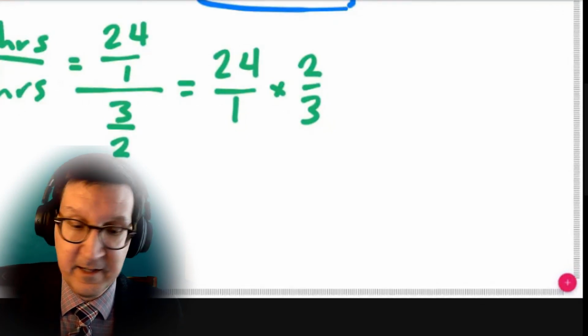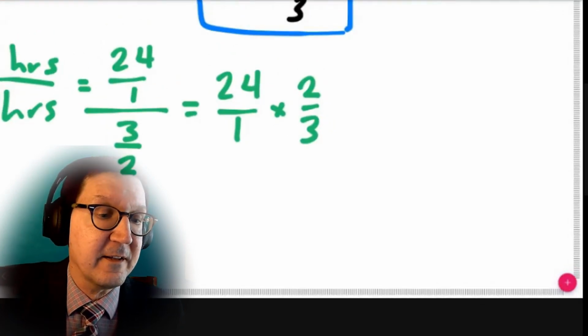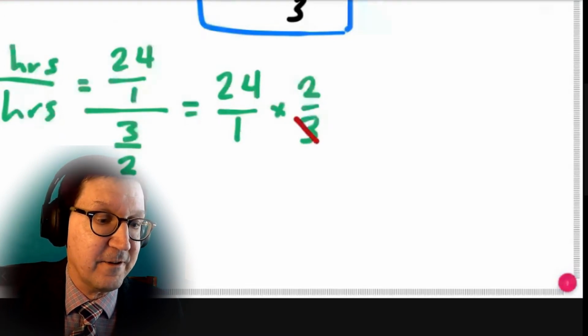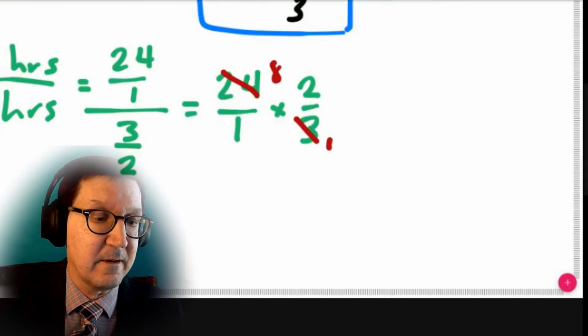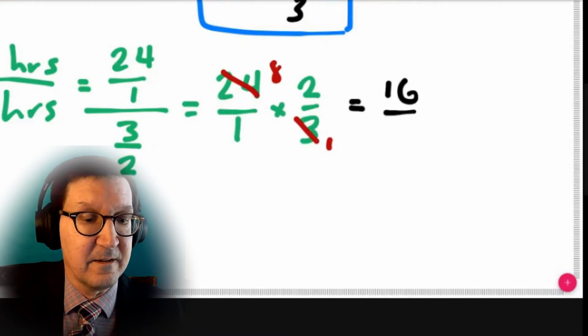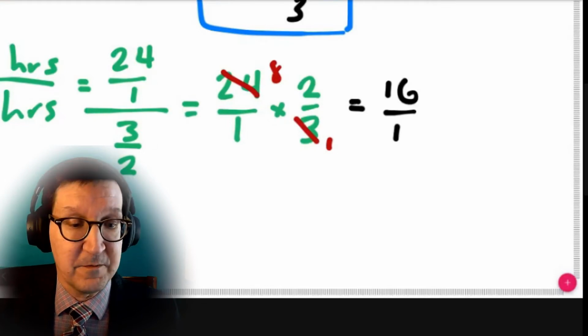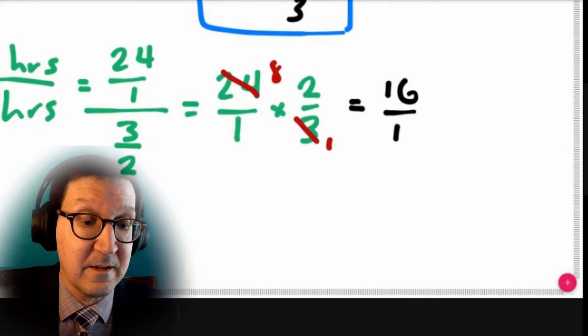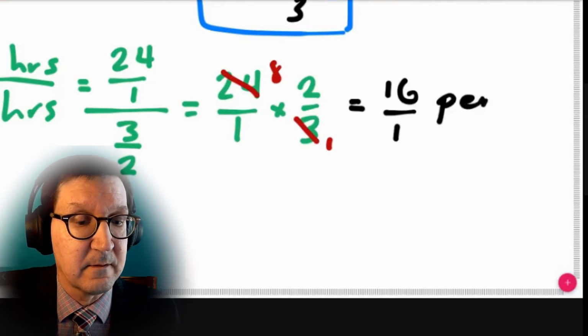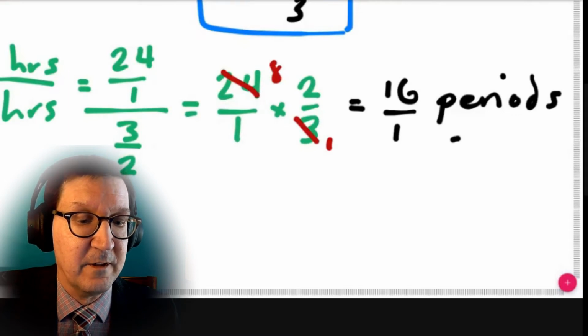And, ooh, look at this. 24 and 3, we can cancel those. Because 3 goes into 24 8 times. And 8 times 2 is 16. So 16 what? 16 90-minute periods in one day.